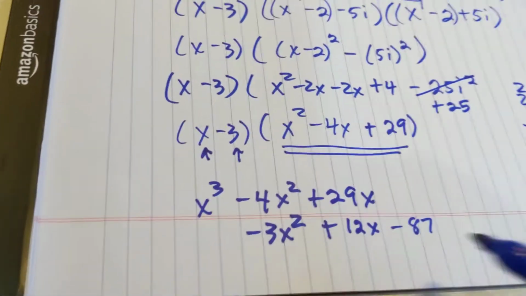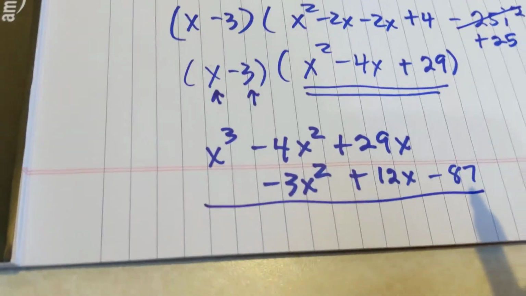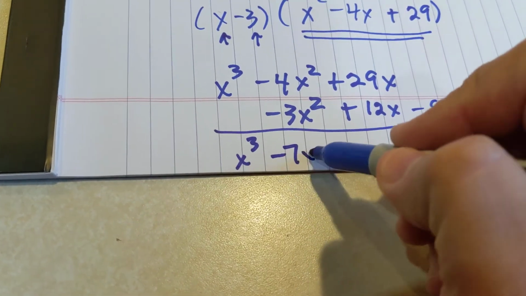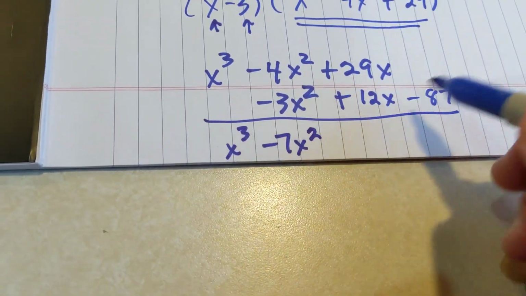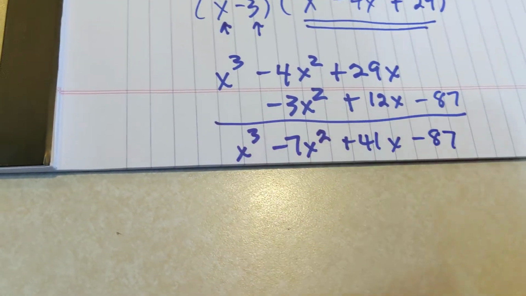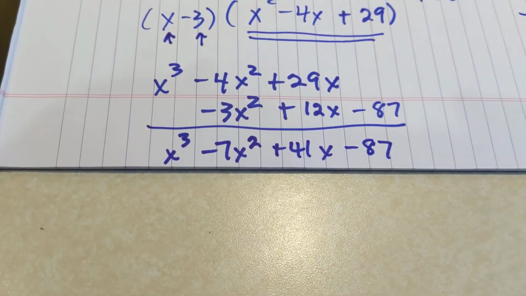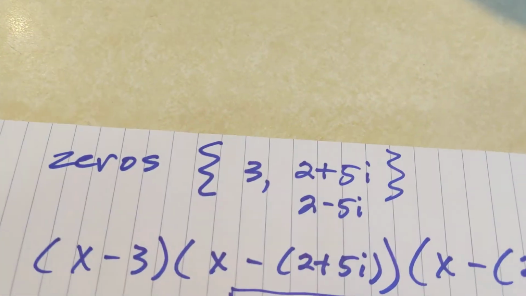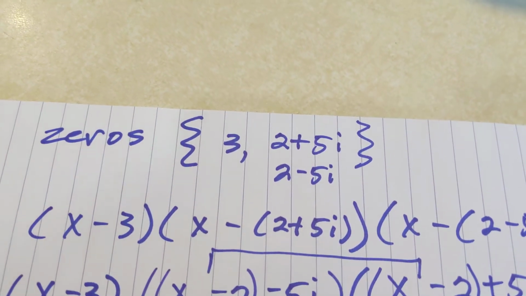Anyway, last step is to combine the like terms. So I have x cubed minus 7x squared plus 41x minus 87. So this is the polynomial that has those zeros.